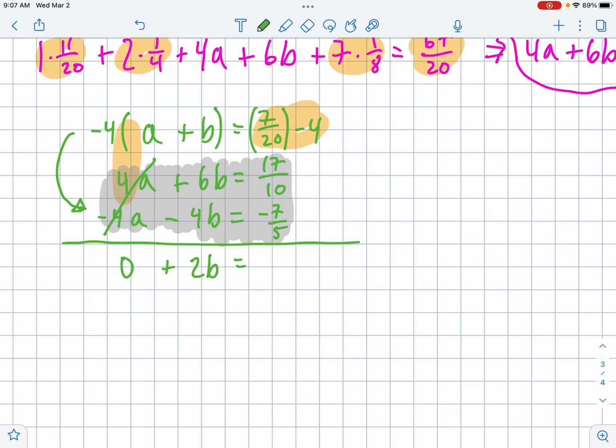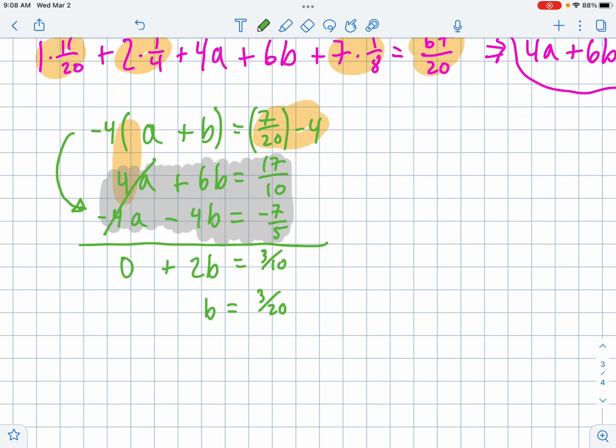And then 17/10 minus -7/5 is 31/10. Divide both sides by 2 to get the B by itself. That's 31/20. Why is that not what the book got? Oh, never mind. I made a mistake right here. I should have done 17/10 minus 7/5. There we go. I wasn't subtracting. I was adding them together. It's 3/10. And then divide by 2. We get 3/20.